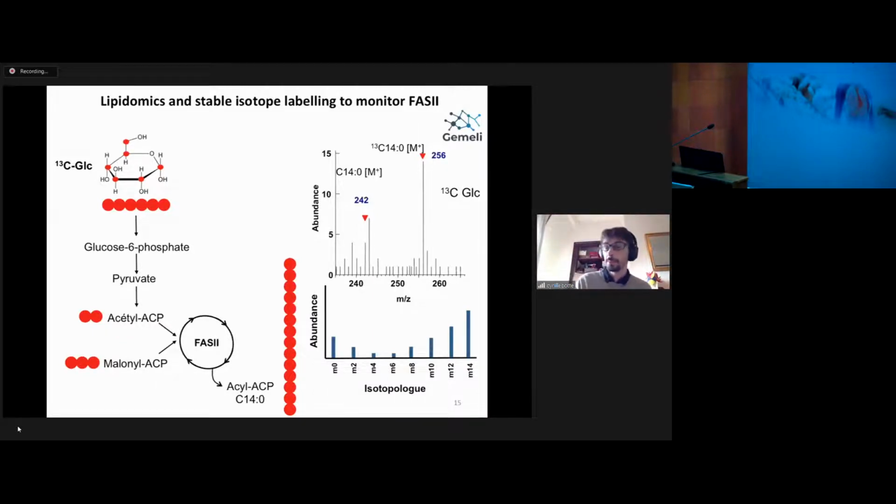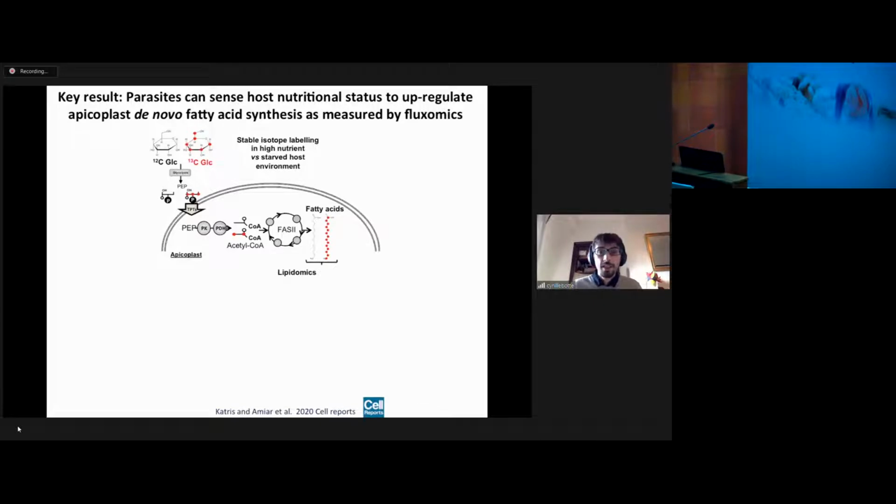This protocol has been set up with Professor Malcolm McConville at the University of Melbourne, with whom we're working together. So now, to understand the contribution of the FAS2 pathway, we used that, and we fed either C12 glucose or C13 glucose to see the formation of fatty acid by the parasite. And we did that in blood stage, sexual blood stages.